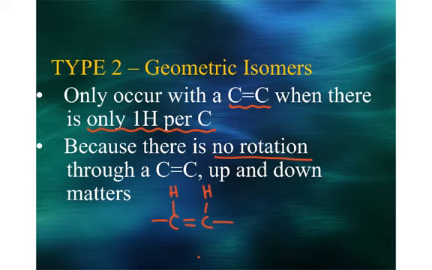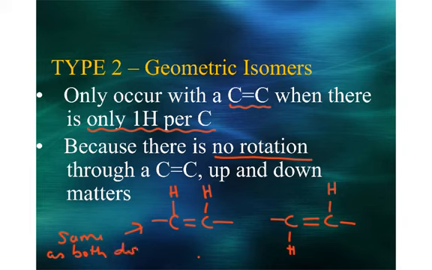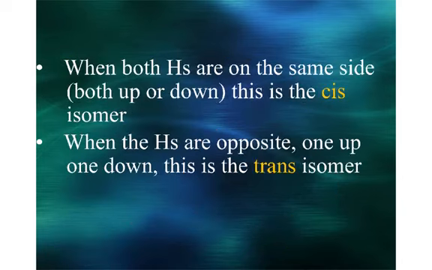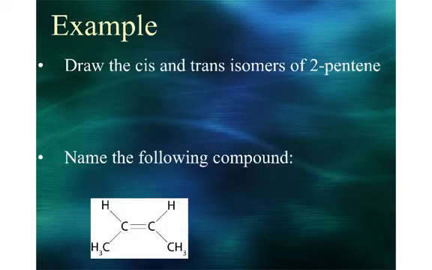So this is one option, but the second option would be to have this. This is the same as both down because I can just flip it upside down. But to get them to actually be one up, one down, that means I actually have to break the bond and reorganize it. So again, these are what geometric isomers are all about. When both the H's are on the same side, so they're both up or both down, we call that the cis isomer. And when the H's are on opposite sides, one's up and one's down, we call that the trans isomer. So let's do an example.